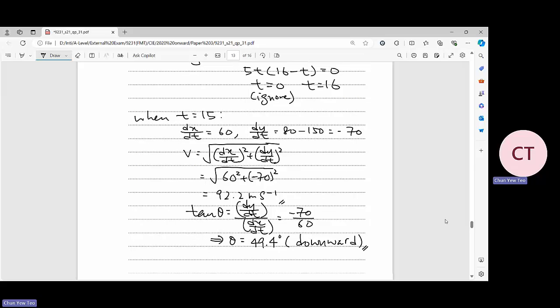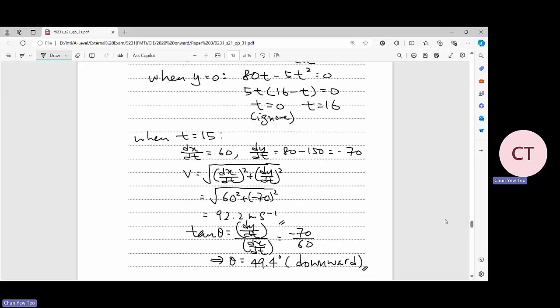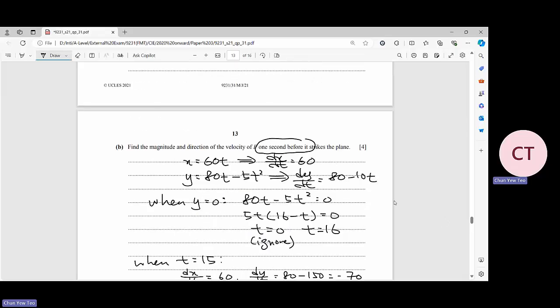Magnitude means we only want the speed, the magnitude of the velocity. Okay, so that will be the answer for question number 7B.